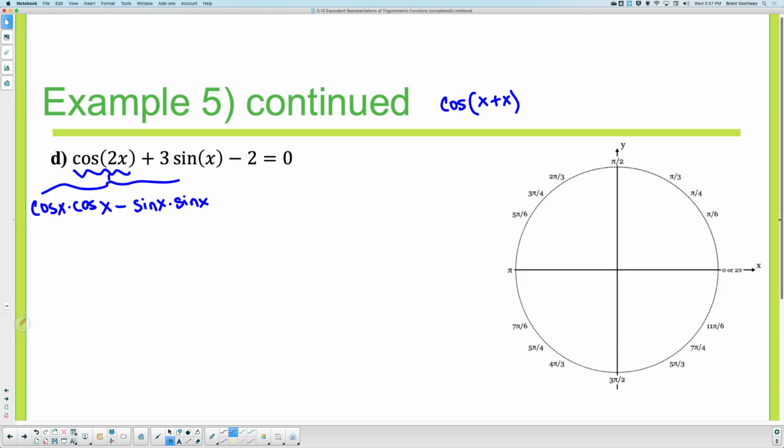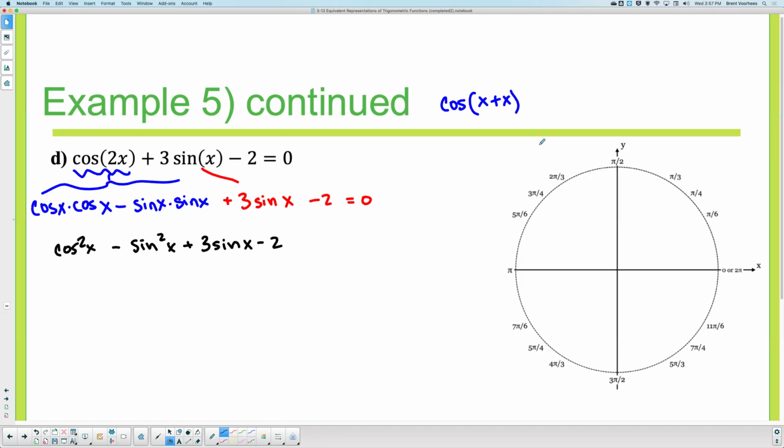Okay, those two are alike. Now I'm just going to put the 3 sine x right here: plus 3 sine x minus 2 equals 0. You don't have to have the parentheses, but I'll include them there. So it looks like I have cosine squared x minus sine squared x plus 3 sine x minus 2. Cosine squared x minus sine squared x is cosine of 2x.